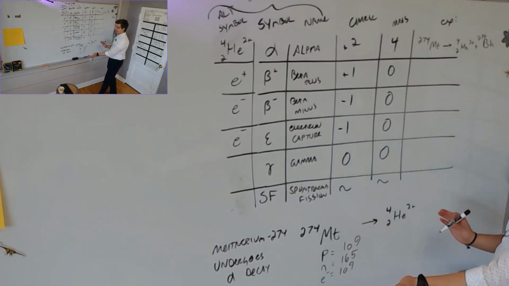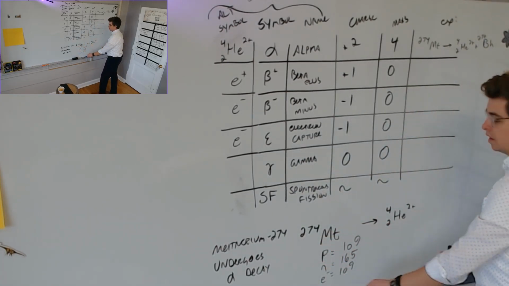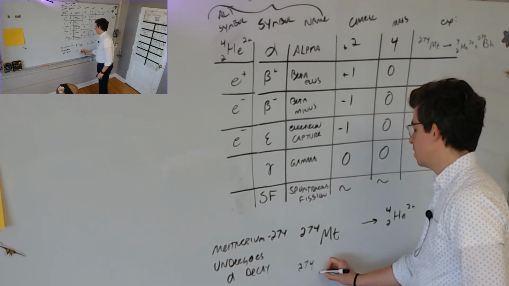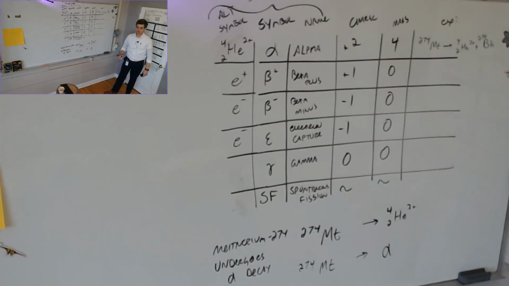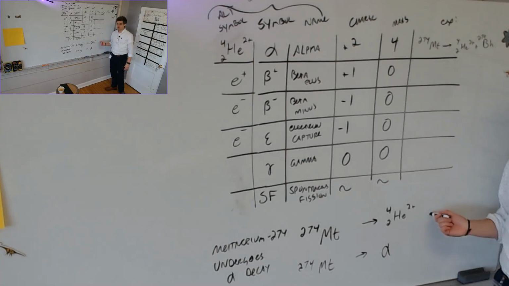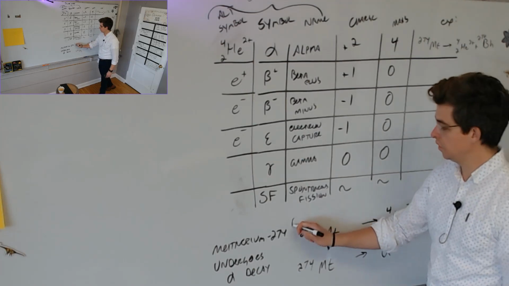Either is fine. If this is the question, you can write it this way, or you can write meitnerium 274 that. Either of these is a fine way to write it. You should know both, because sometimes you'll be given this and you have to write this. And if you don't know this is an alpha particle, you can't reverse engineer it like that.